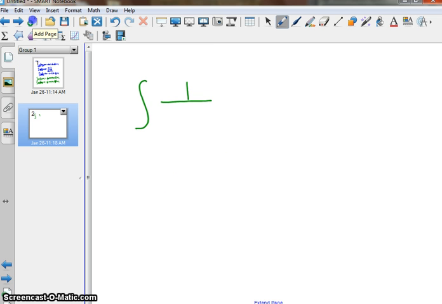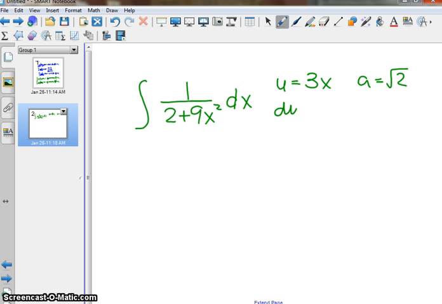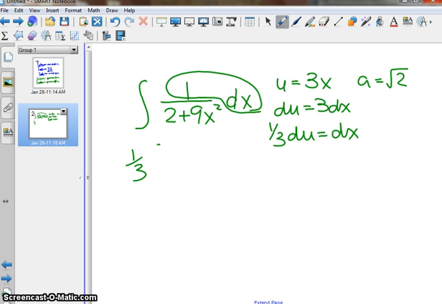The integral of 1 over 2 plus 9x squared dx. My u will equal 3x. My a value is the square root of 2. My du equals 3dx. I only want it to be dx, so 1/3 du equals dx. Now I'm going to make my substitutions. In for dx, I am going to put a 1/3 du. I put my a squared here plus my u squared. Well, that is the formula for arctangent.